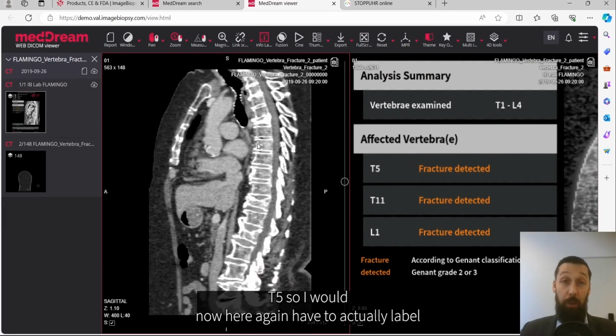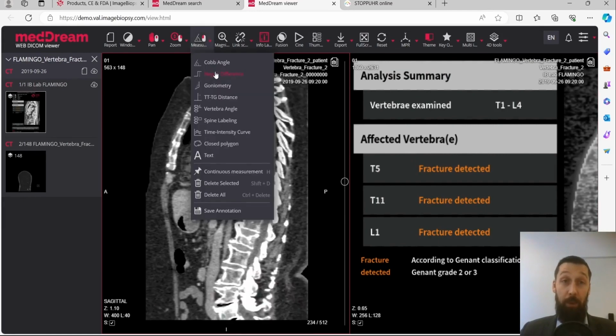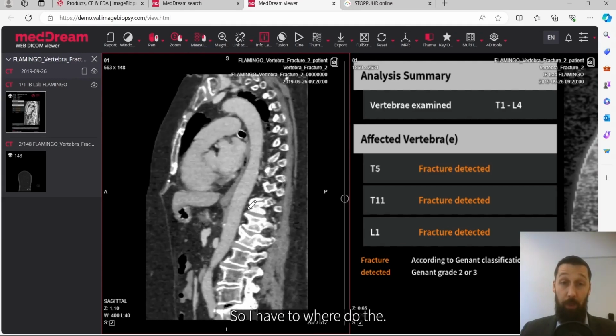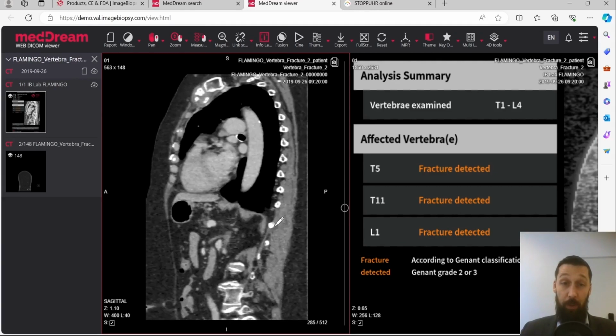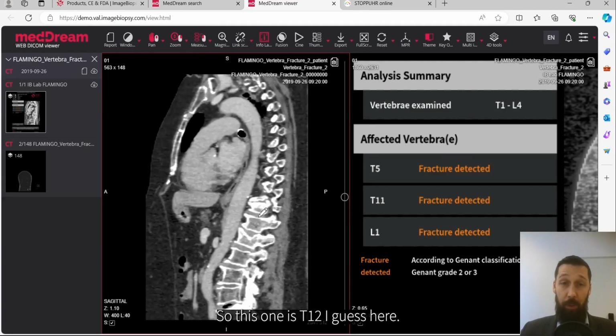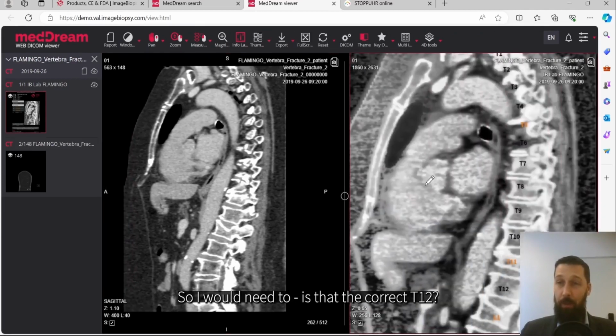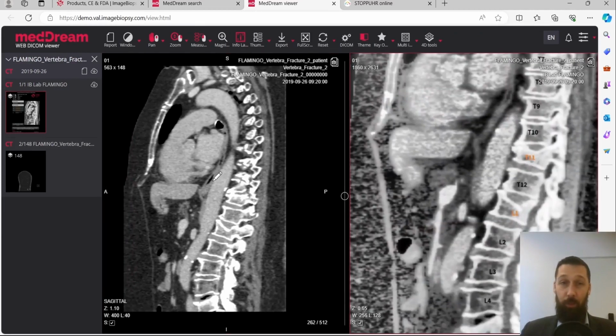So I would now here again have to actually label, okay, well, is this T5? Which one is actually T5? So I have to, so this one is T12, I guess, here. So I would need to, is that correct? T12. Yeah. So this one is T12, right?